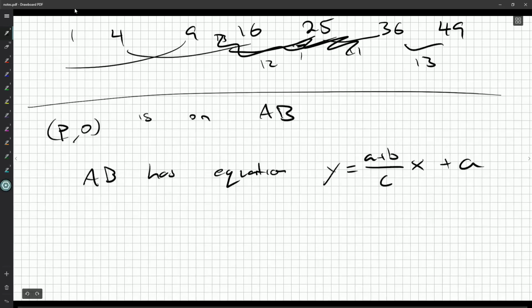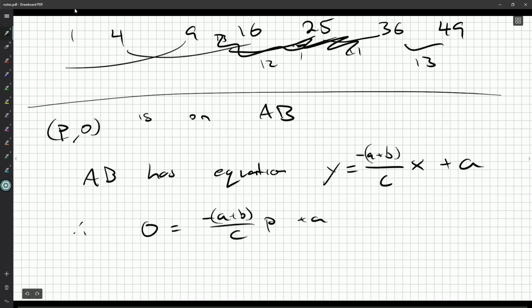No, this shouldn't be... Should be minus a plus b. There we go. Yeah, alright, because then if I plug in c, the a's cancel and I'm just left with negative b. Okay, good. So, that tells me that 0 is equal to negative a plus b over c times p plus a.